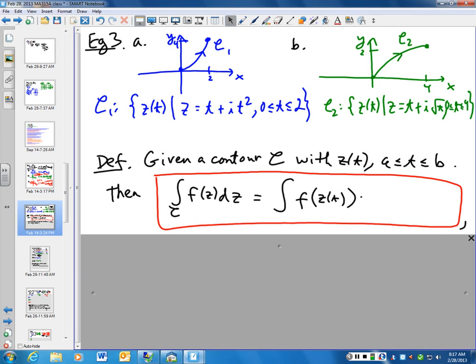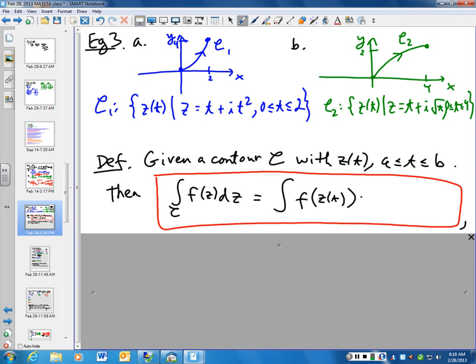Then what we're going to do is set up this, and I'm going to fill this in over here, the definition. We're going to define the integral over the contour of the function as follows. And so we have to fill this out. We have to see what this is going to look like. So the integral over one of these contours, the integral over a contour, is going to be the integral.